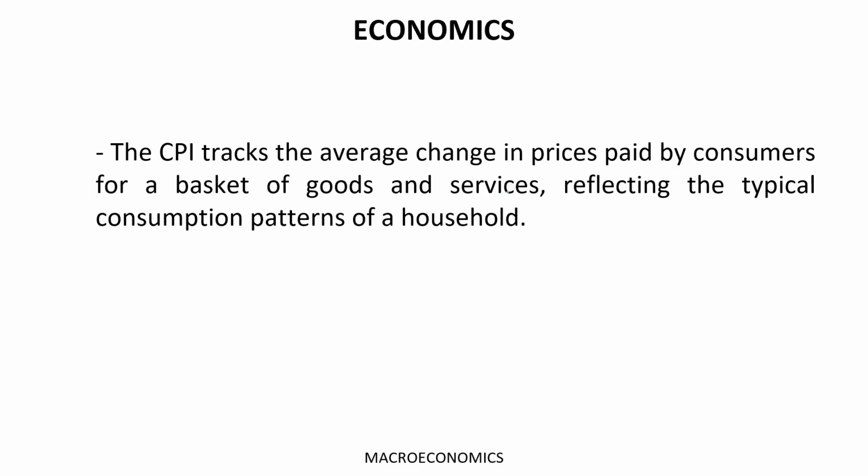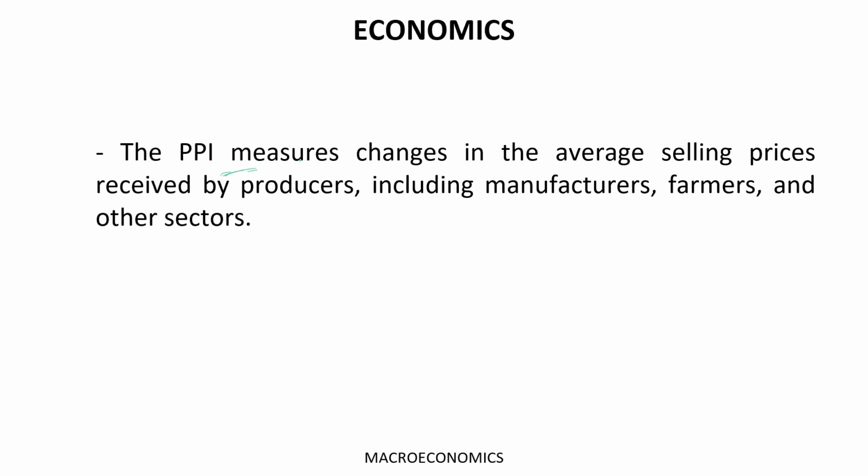All right. The CPI tracks the average change in prices paid by the consumers for a basket of goods and services, representing the typical consumption patterns for a household. Till now, you can just read this definition because, as I have told you, we will have an in-detail discussion over CPI, WPI and PPI in our upcoming lectures. Whereas the PPI deals with the producer's perspective, measuring changes in the average selling prices received by producers, including manufacturers, farmers and other sectors.